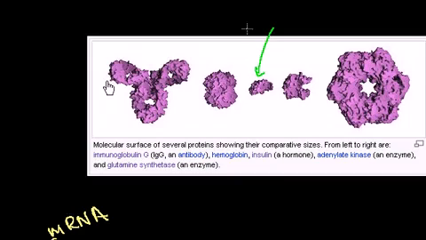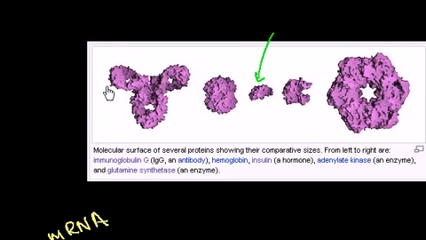So this right here is insulin. It's a hormone. Sometimes you hear people talking about your immune system, sometimes your endocrine system and hormones, sometimes your digestive system. And this is hemoglobin, which essentially transports our oxygen in our blood.